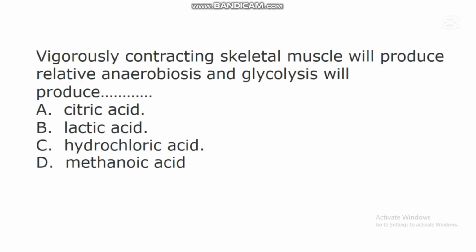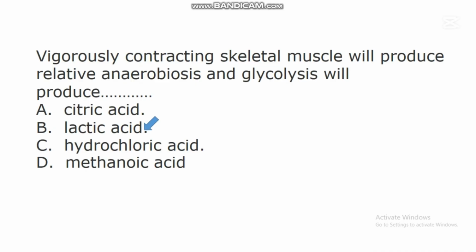The next question says, vigorously contracting skeletal muscle will produce relative anaerobiosis and glycolysis will produce dash. A. Citric acid, B. Lactic acid, C. Hydrochloric acid, D. Methanoic acid. In this question, the correct answer is B.